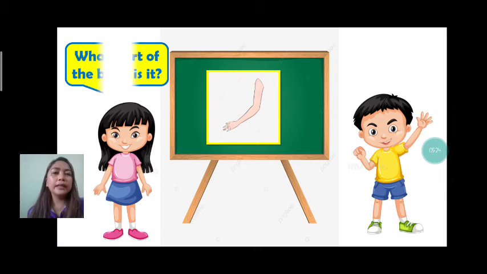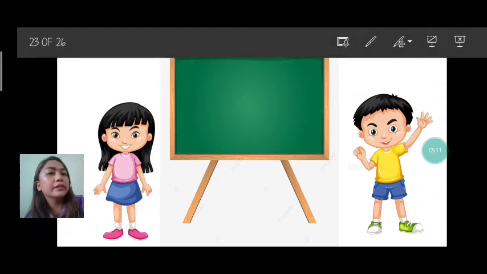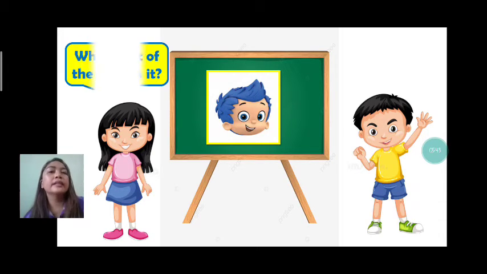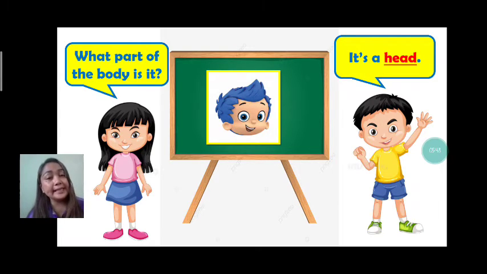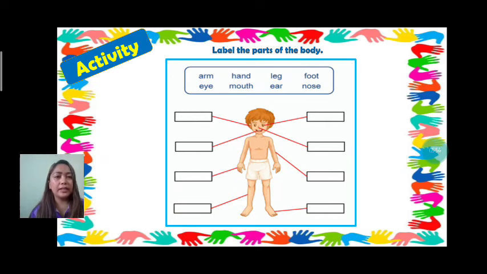This one. Arm. What part of the body is it? I want it louder. Everybody, it's an arm. One more time. It's an arm. Very good. Next. This one. Very good. Head. What part of the body is it? Answer: it's a head. Now our activity is we are going to answer the parts of the body.